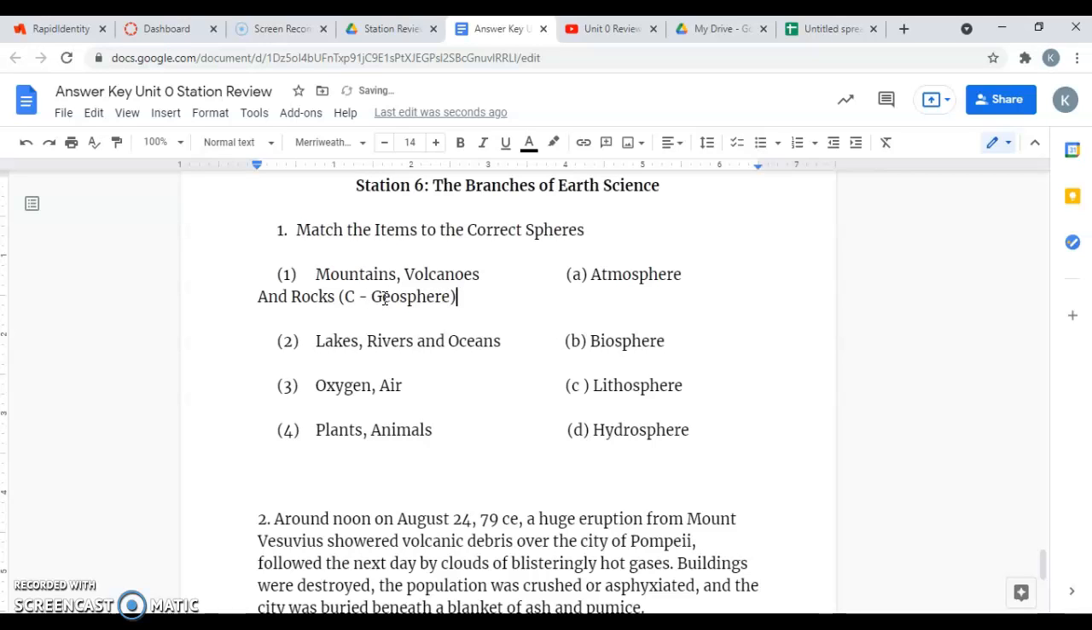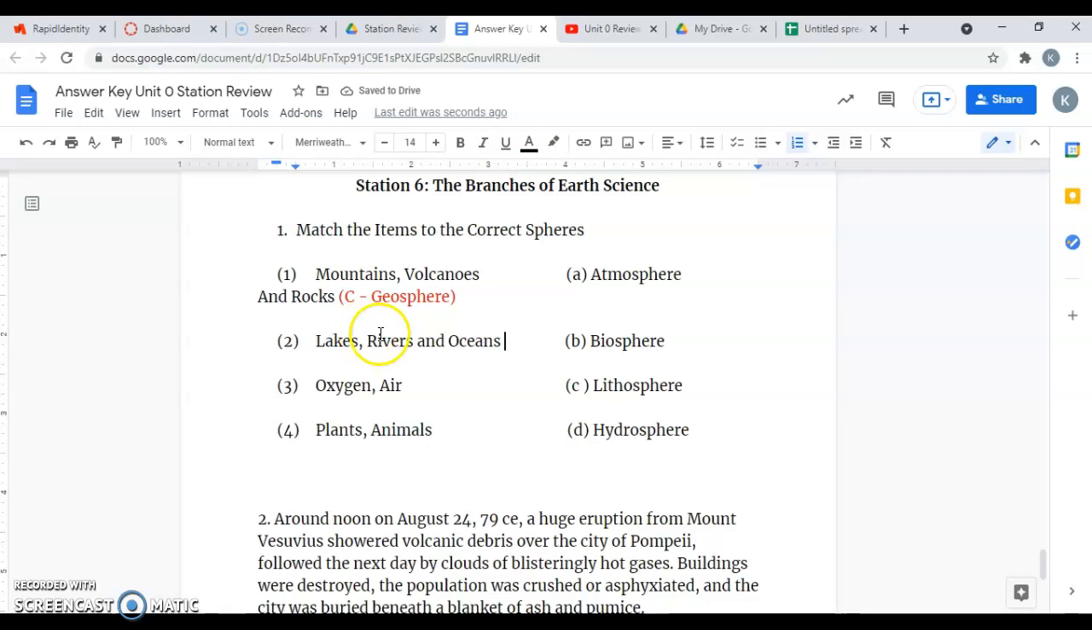So the lithosphere and the geosphere are the same thing. I saw it in 2 different ways in your notes and also in your activity. The lithosphere and the geosphere are the same thing. And you also need to know that the branch of earth science that studies the lithosphere or the geosphere is called geology. Okay, so geology is used to study the geosphere.